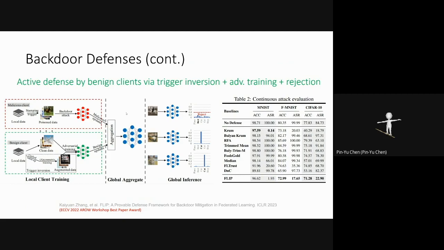And if you do this procedure, we can show that for the global, the final model, the clean samples will have a higher confidence, and then the samples with backdoor patterns will have a lower confidence. So we can again use some detection threshold to reject those samples with low confidence, and you will eventually be robust to this backdoor attacks in the federated learning scenario.